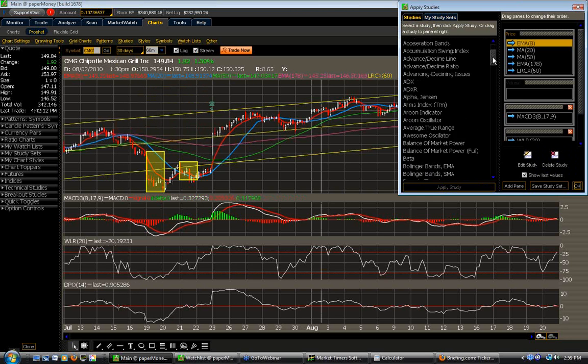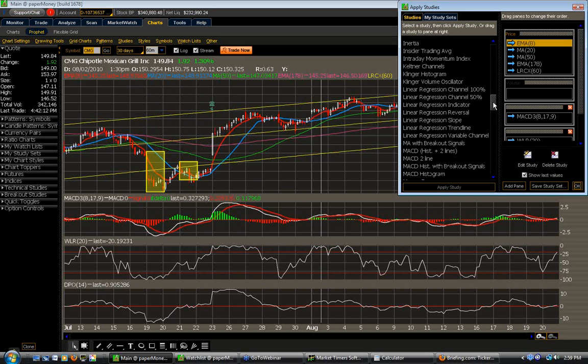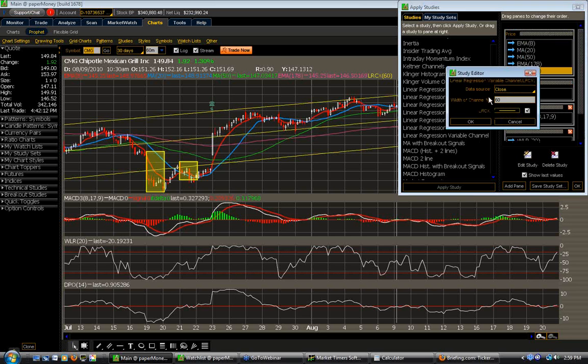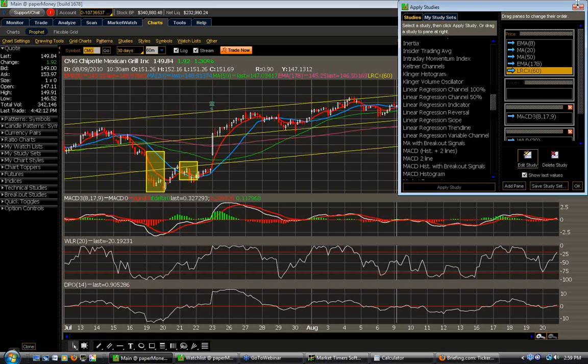Under Studies, you can add all these different indicators. Just go down to the L's and add Linear Regression Variable Channel. Change the length to 60. There it is, Linear Regression Channel. And all you got to do is click Edit Study, change that width of channel to 60. And I, of course, changed the color to yellow. Again, I like to keep my eyes hardwired on the same thing I always see with Best Choice.